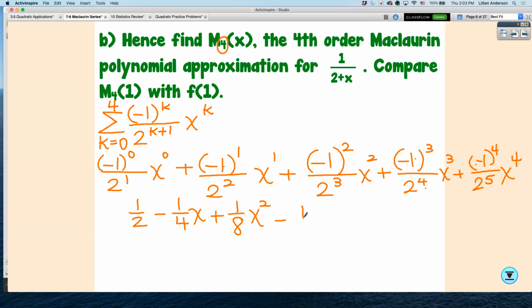My next term is going to be -1/16 x to the third. And my last term is going to be 1/32 x to the fourth. And that is my fourth order Maclaurin polynomial approximation.